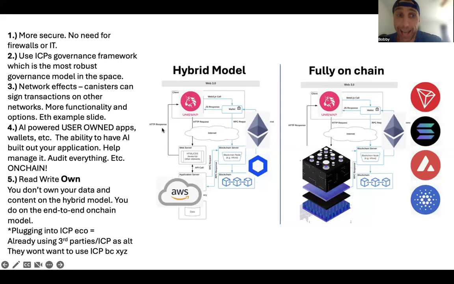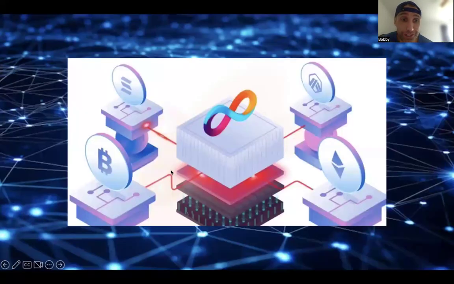AI-powered user-owned apps, wallets, the ability to have AI build out your application for you, help manage it, audit everything. You can plug in Bitcoin as opposed to Ethereum here. This is a perfect solution for Bitcoin companies. They can pretty much outsource everything to AI smart contracts. They don't have to worry about cybersecurity and IT. Maybe a decent amount of the development process can be taken out because of large language models. Large language models can also do the auditing. You're on an end-to-end on-chain model.